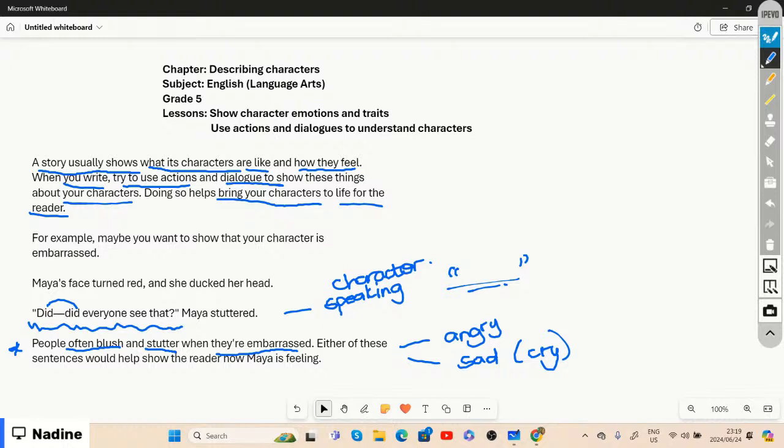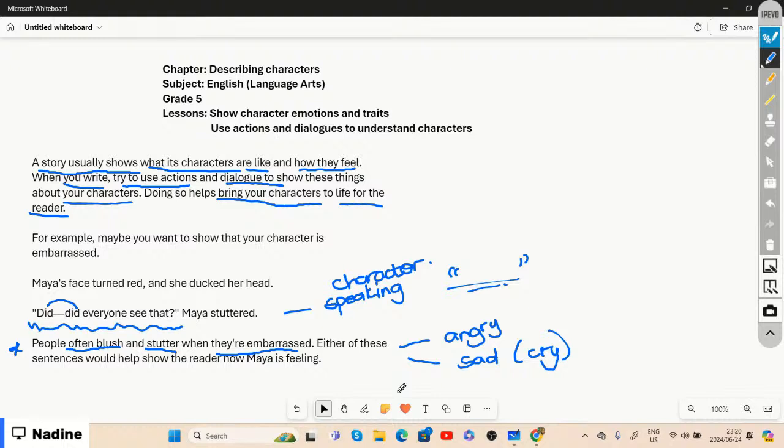So remember, a story usually shows what its characters are like and it shows how the character is feeling. And like I say, your character doesn't necessarily have to be people, right? Your character can also be animals. Think of, is it Paw Patrol? Your character can be things, can be cars, it can be desks, it can be anything, right? That is basically your character.